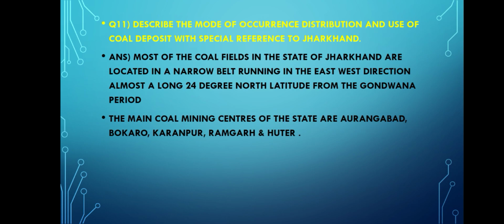Now come to the next question. Question number 11. Describe the mode of occurrence, distribution and use of coal deposit with special reference to Jharkhand. Answer. Most of the coal fields in the state of Jharkhand are located in a narrow belt running in the east-west direction almost along 24° north latitude from the Gondwana period. Next point, the main coal mining centers of the state are Aurangabad, Bokaro, Karanpura, Ramgarh and Hutar.